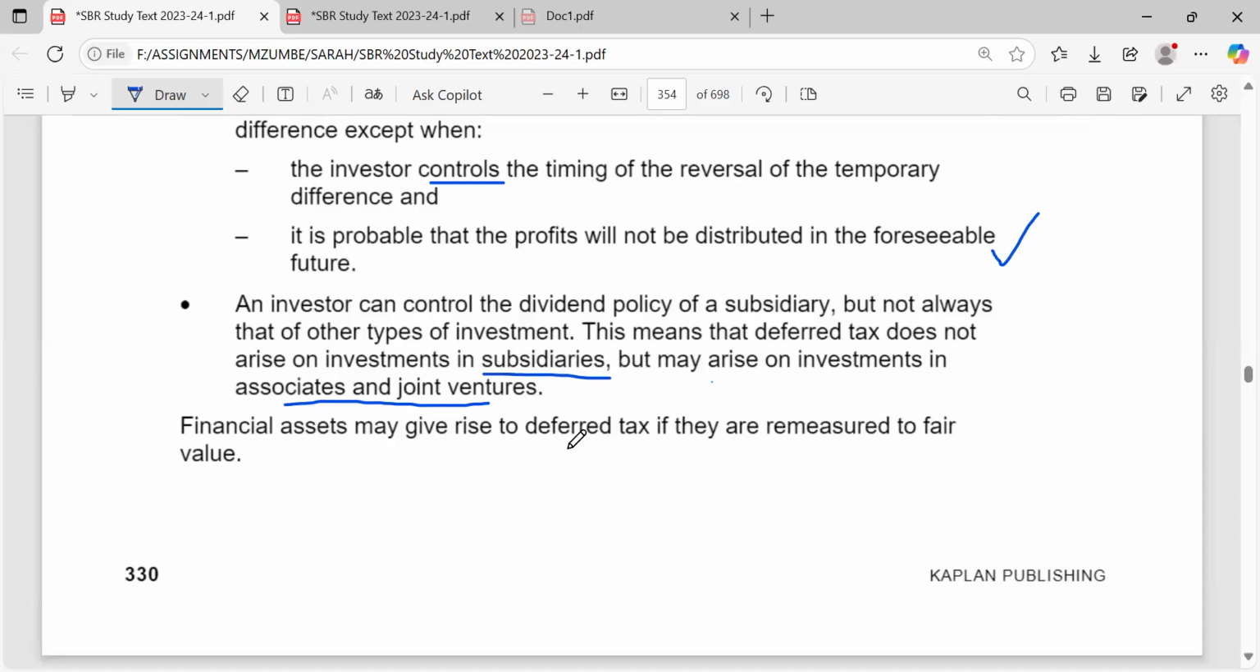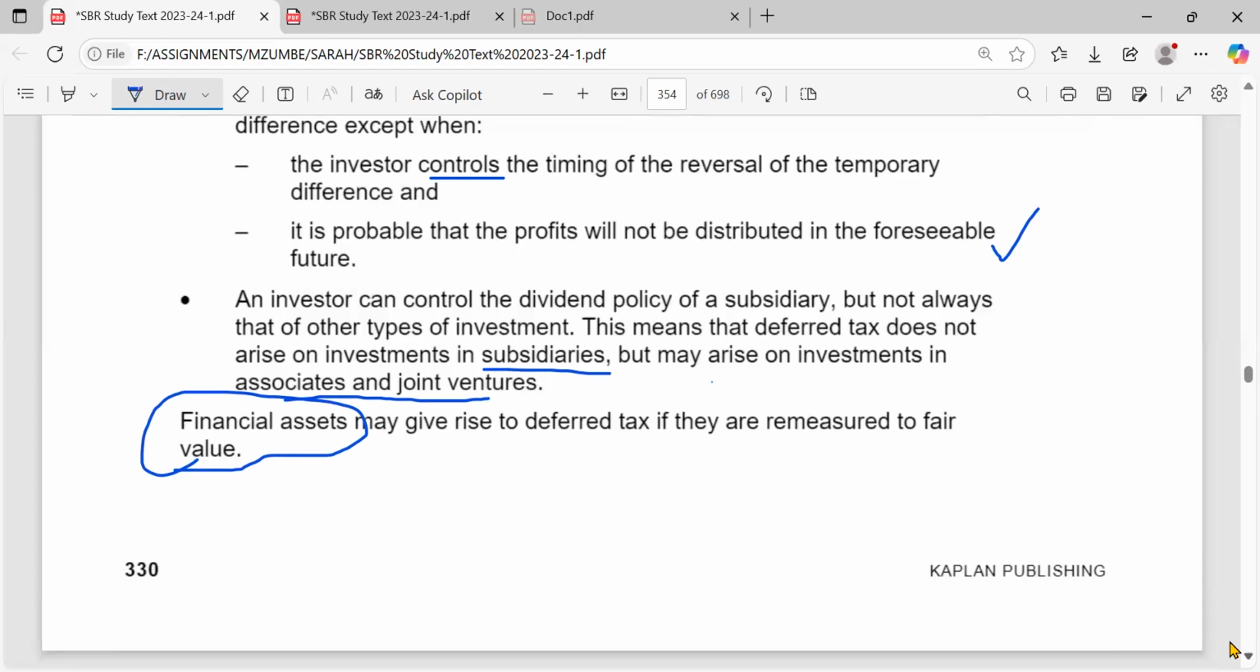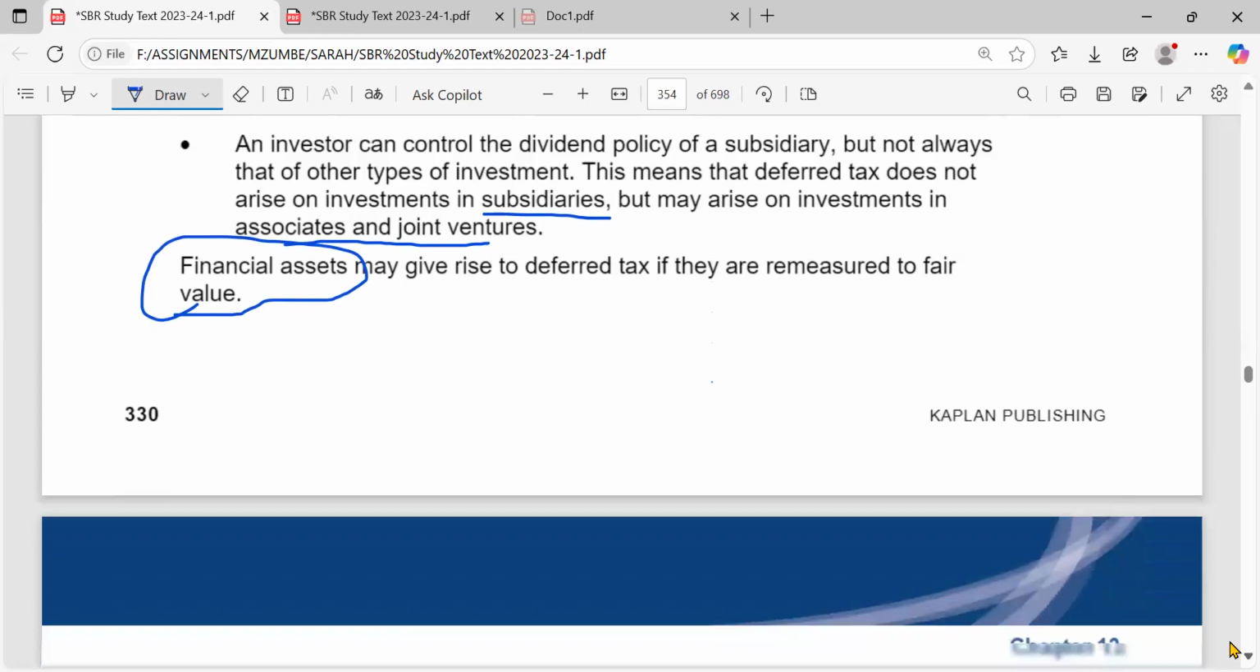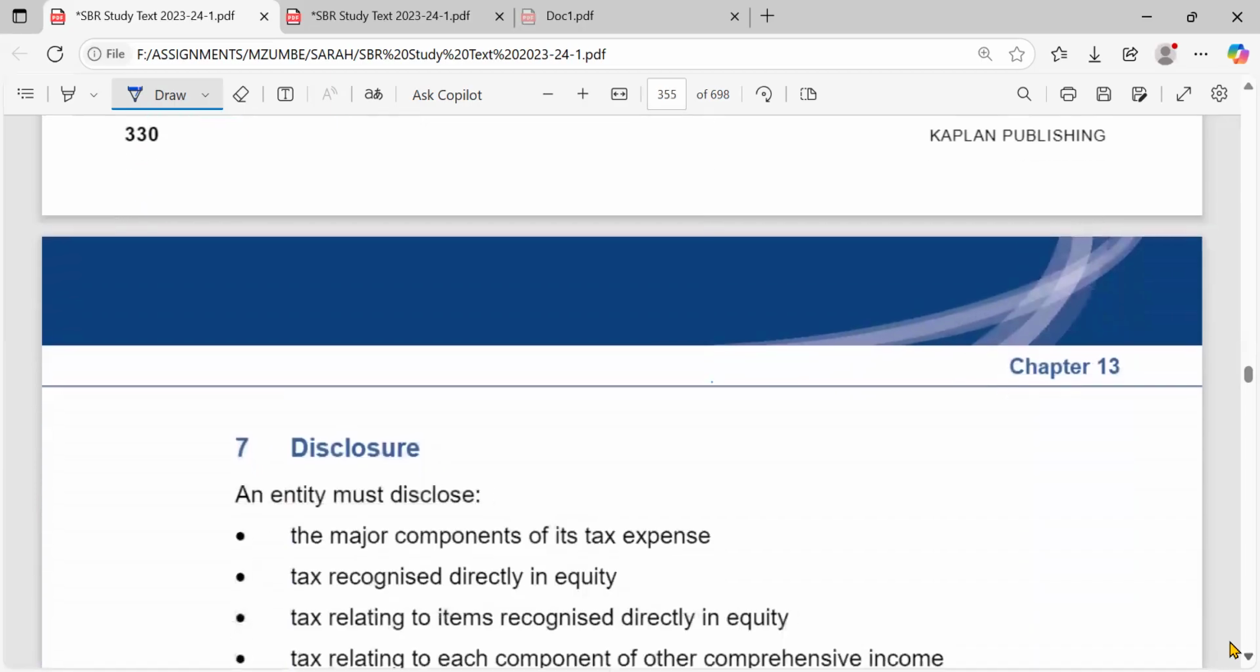So financial assets may give rise to deferred tax assets if they are remeasured to fair value. Of course, it's just like PPE or maybe investment property. When you do that, you find out that there has been a change in fair value. So if there is a change in fair value and the difference is temporary, tax authorities will not recognize it immediately, but in the future they will. Of course, it should also arise to deferred tax, right?